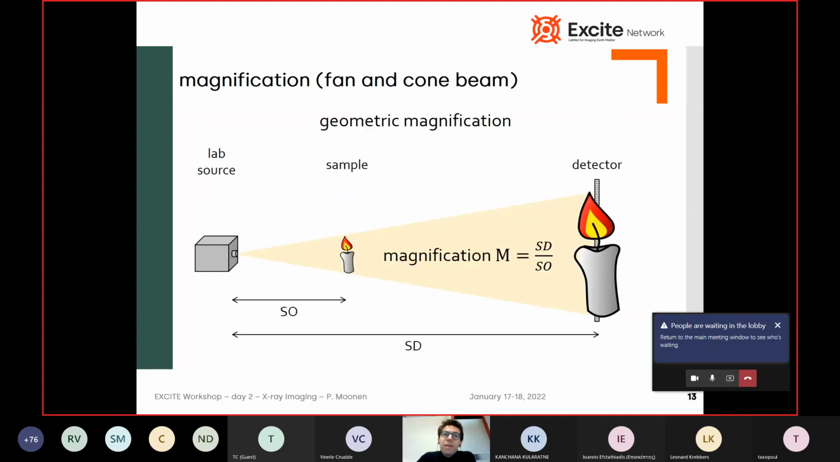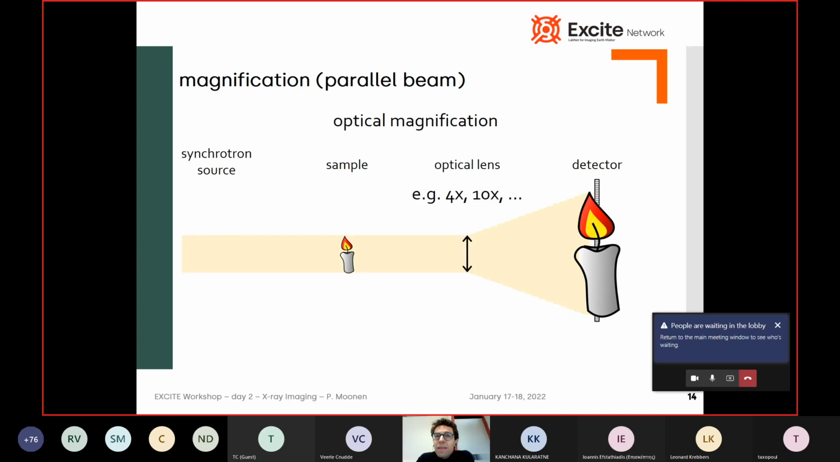We already mentioned that if you have a cone beam geometry, then the relative position of your sample between the source and the detector defines the magnification of that sample. If you have a parallel beam like in a synchrotron, obviously that doesn't work. You don't have any geometrical magnification. So there you need to position a lens somewhere, an optical lens, which will magnify the image before it reaches the detector. And there is no reason why you cannot combine both.